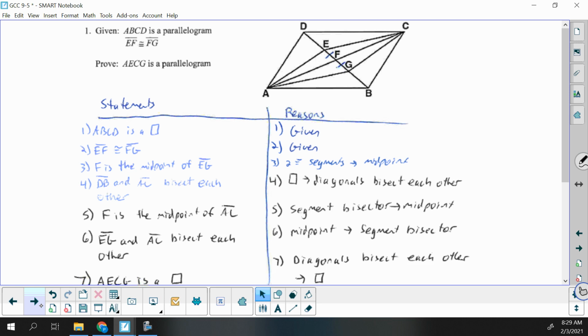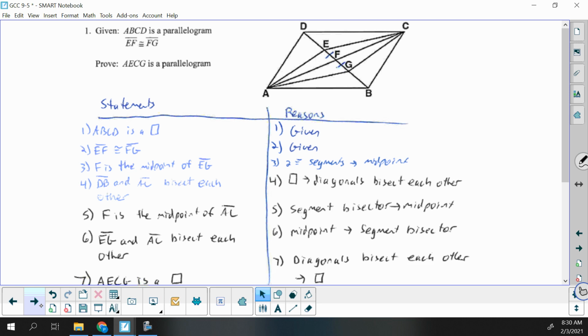So we're going to use some things that aren't that common. They told us EF and FG are congruent. Well, because those are congruent, that means F must be a midpoint. We usually don't go in that direction. So we can say F is the midpoint of EG because we have 2 congruent segments, so it must be a midpoint. Now, the other ones, we're going to use the big parallelogram, and we're going to say parallelogram implies diagonals bisect each other. So we'll be able to say that DB and AC bisect each other. So then we know that F is the midpoint, by segment bisector implies midpoint.